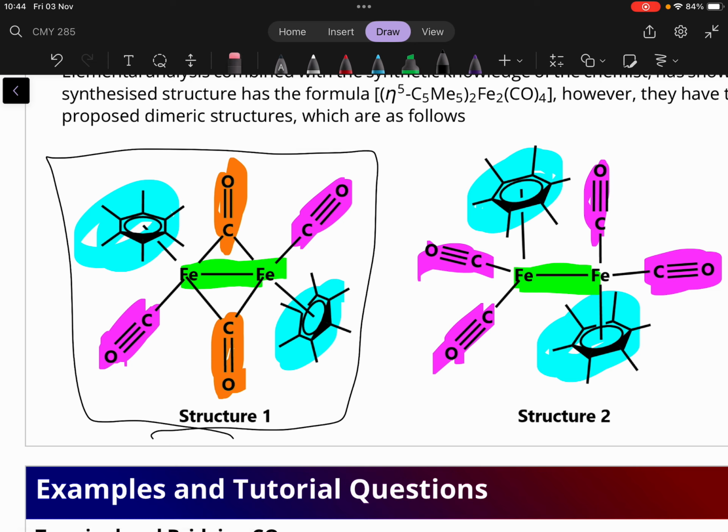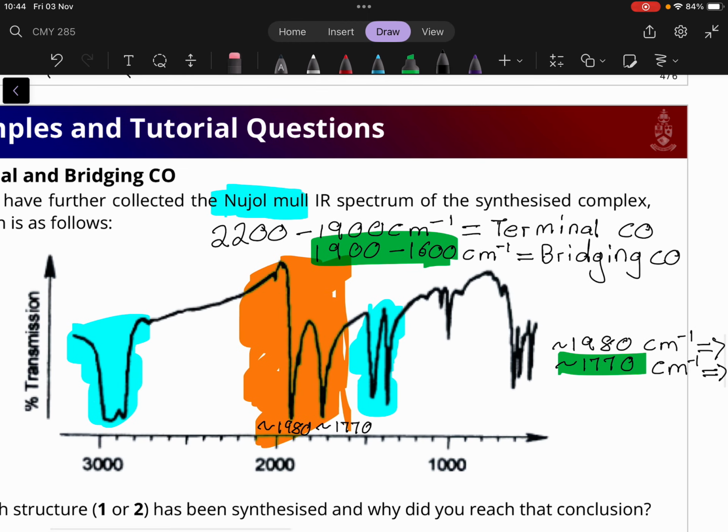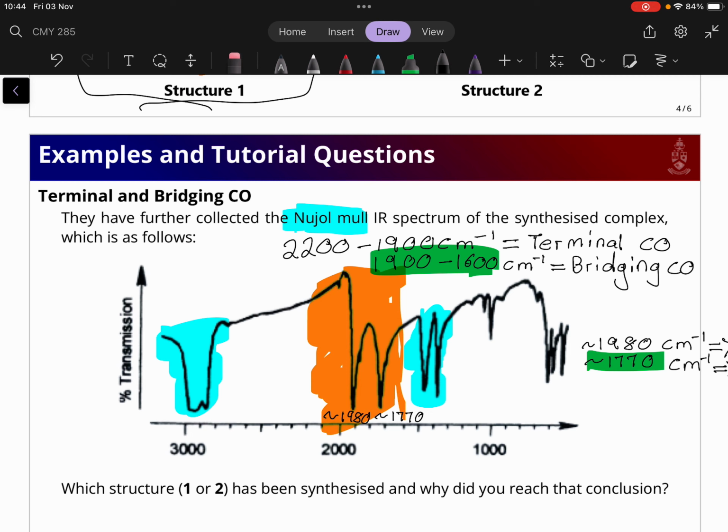Of course structure 1 is it, because it has the bridging stretches which we see at 1770 wave number. That's what you would typically do for any kind of IR spectra where you're considering 2 kinds of structures, or maybe 3, and then you assign these peaks. These numbers are listed in the tables that I provide you, so you'll be able to access those in any exam or test.